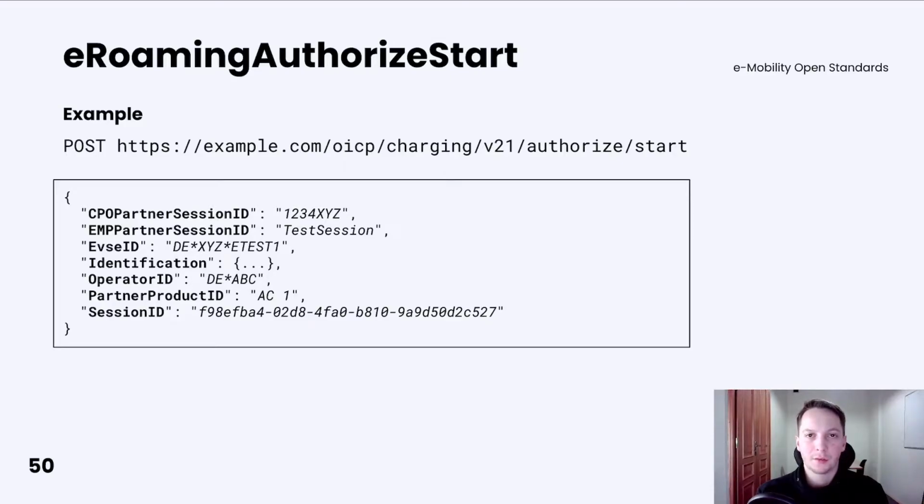Identification is used for specifying authentication data to authorize the user. Identification type can be RFID, QR code, plug and charge, and remote. Operator ID is mandatory and it identifies the CPO. Pricing product ID is a name of the pricing product for tariff identification. The last one, session ID, identifies the process and it also can be optional.